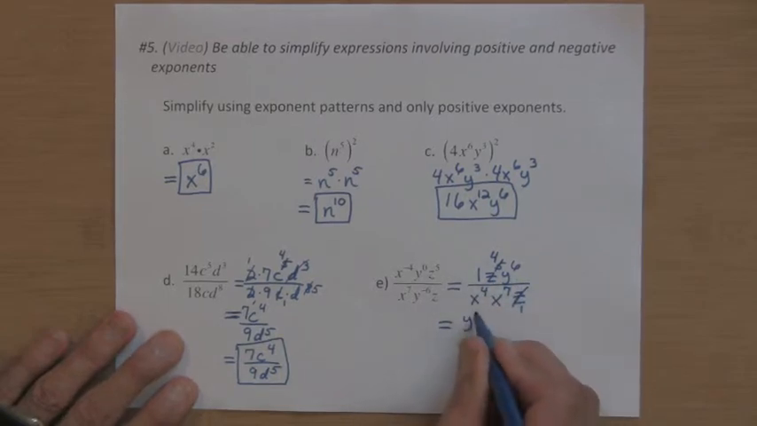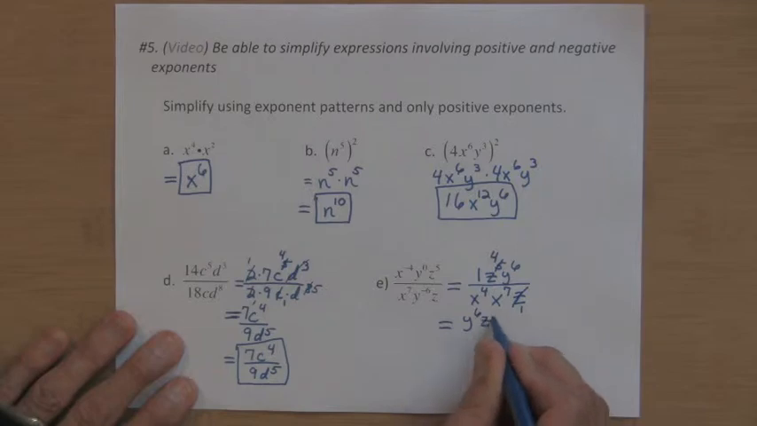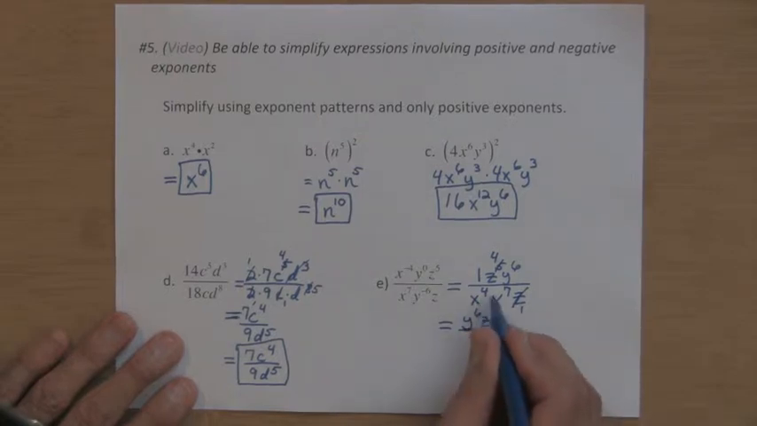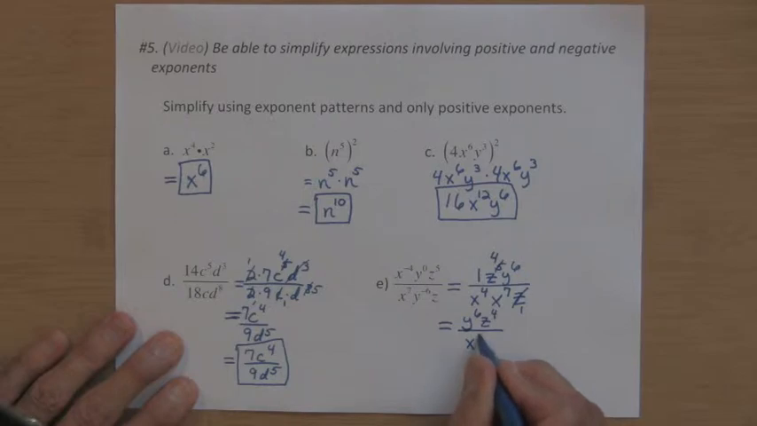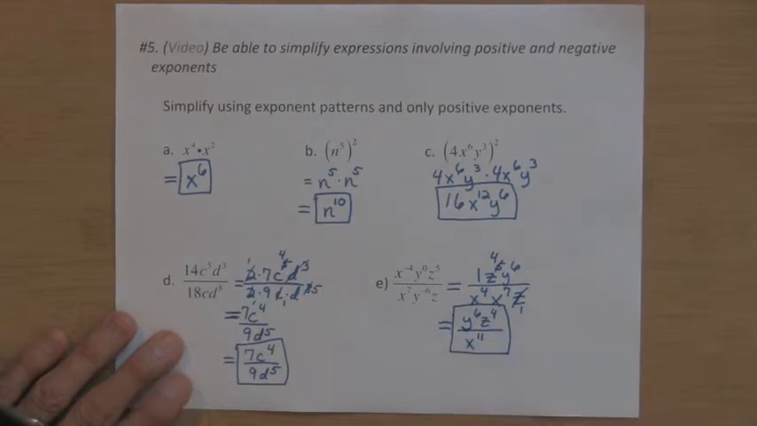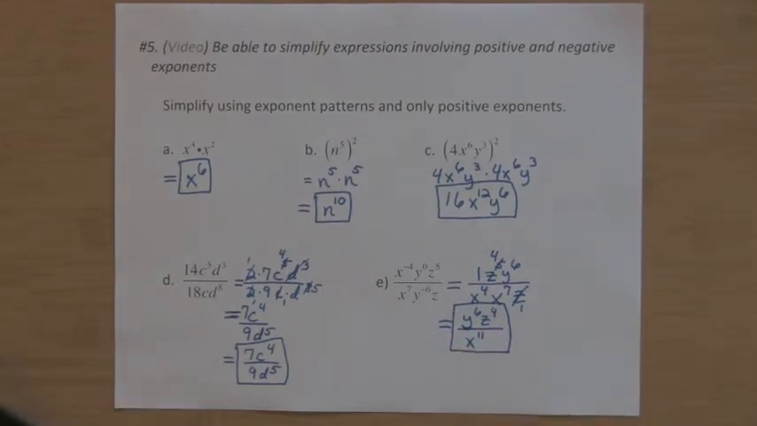I'll put it in alphabetical order: y to the 6th, z to the 4th, and times 1 is not necessary because I change the value, so I'll leave the 1 off. And my denominator is just factors of x. So x to the 4th and x to the 7th, same thing as just x to the 11th. And no common factors on top and bottom of that fraction bar, so that's it. So that's skill 5. Study those examples.